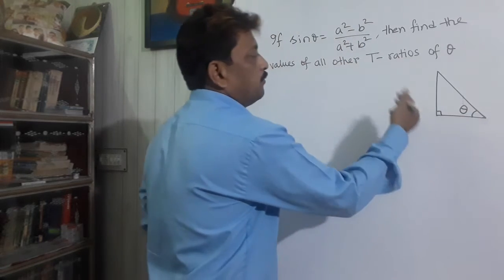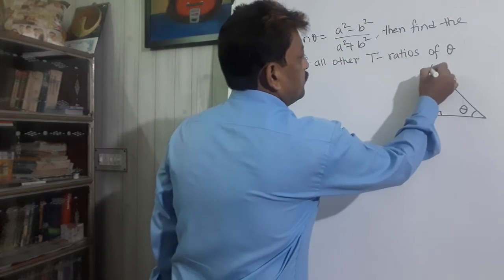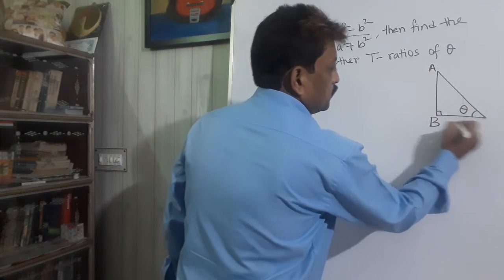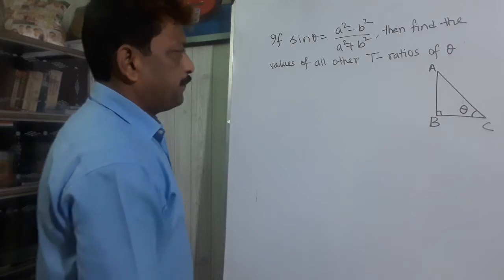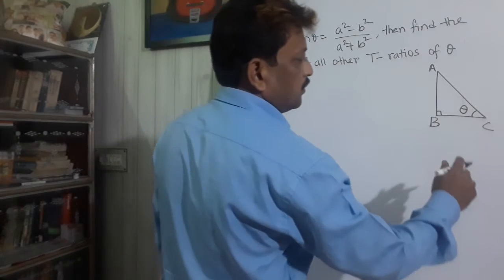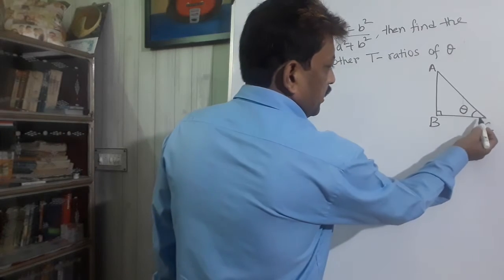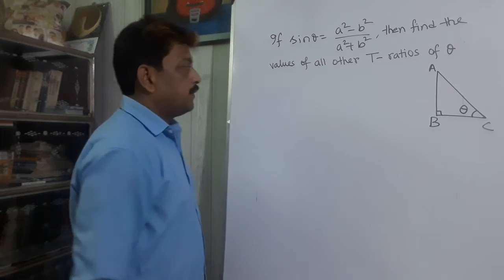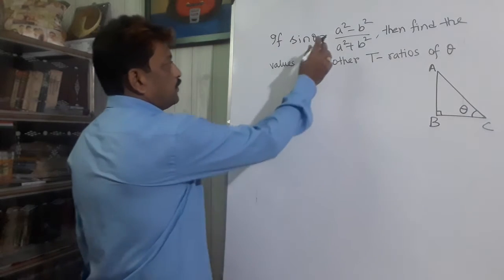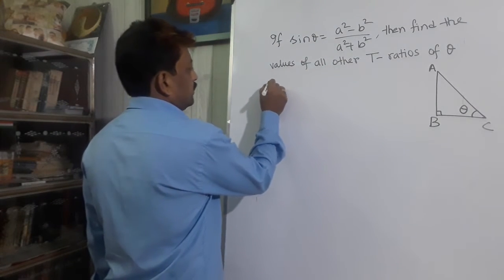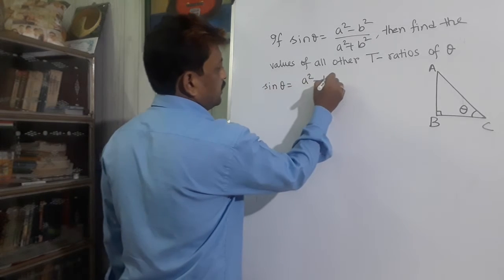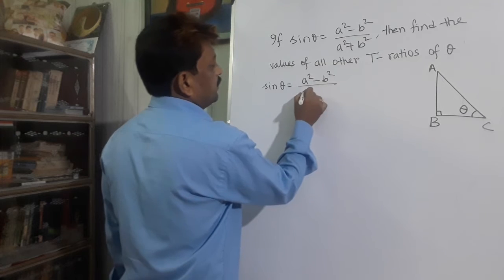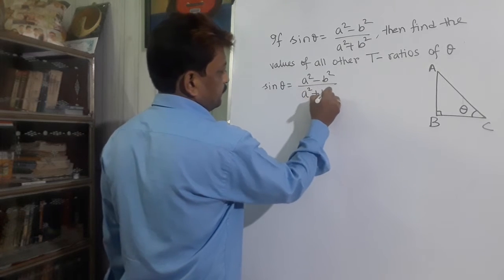Let me name the triangle as ABC, where angle B is the right angle, and the acute angle on the base is theta. First of all, it is given in the question that sin theta is equal to (a square minus b square) upon (a square plus b square).